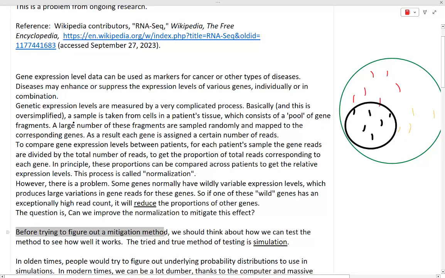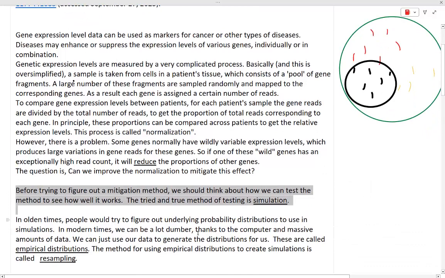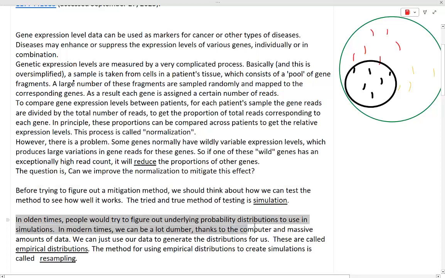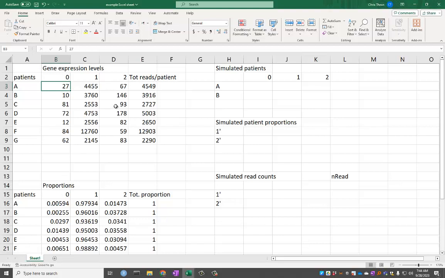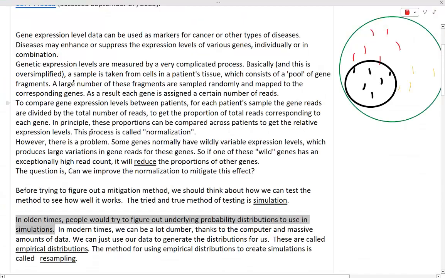Before trying to figure out how to improve the normalization, we should think about how to test this method and see how well it works. So the way to do this is simulate. All right, so here's where modeling comes in. Now, in olden times, people would try to figure out the underlying probability distributions to use in a simulation. So in order to generate this data, we'd say, well, I think patient genetic data follows a normal distribution or log normal or exponential or something like that. However, in modern times, we can be a lot dumber because, thanks to the computer and massive amounts of data, we'll just use our data to generate the distributions for us.